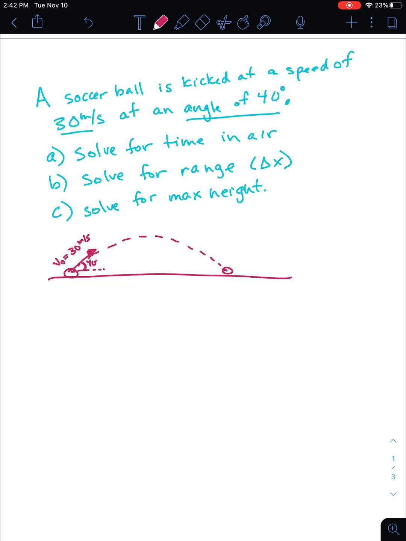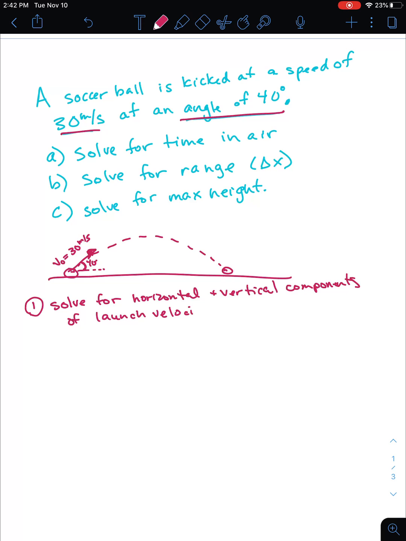When we're doing these problems, I would usually start off by saying, hey, this velocity is at an angle. I am going to solve for the components of the launch velocity. So I'm going to solve for the horizontal and vertical components of the launch velocity. And what that really means is break your velocity up into a triangle.